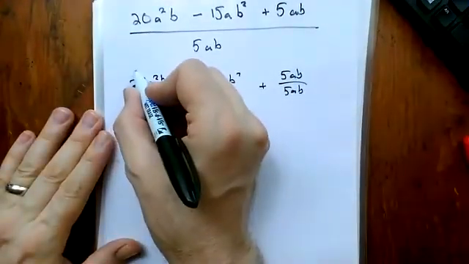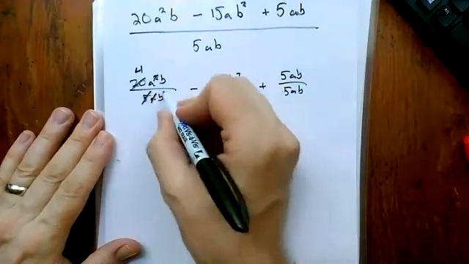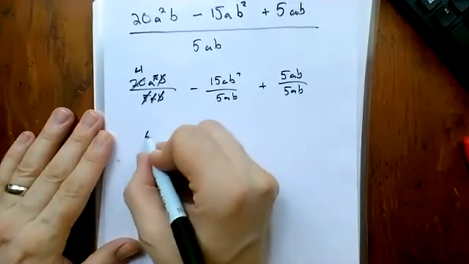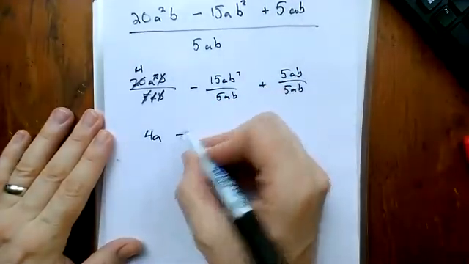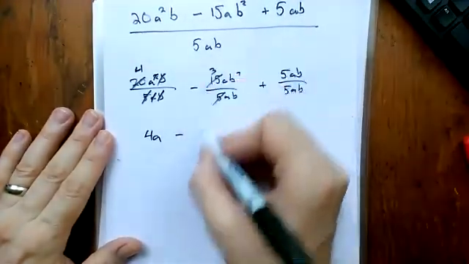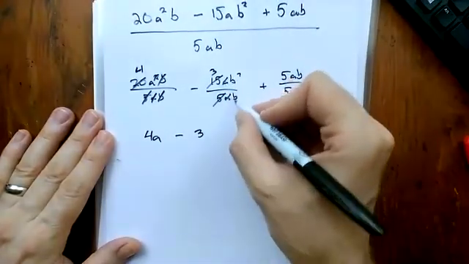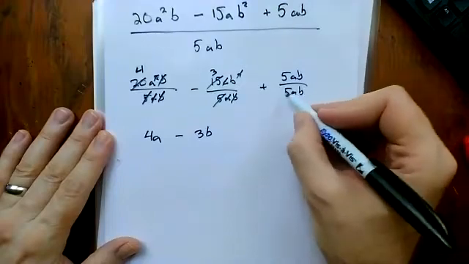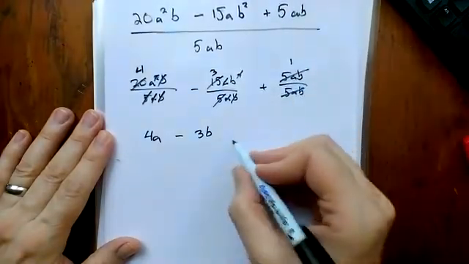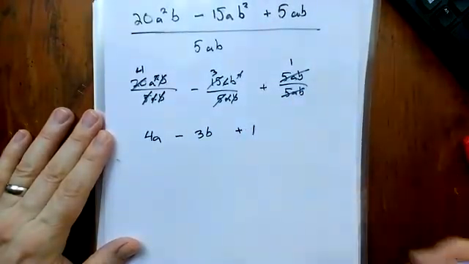But let's see what happens. Oh, 5 goes into 20 4 times. One of the a's cancels, all the b's cancel. So that's going to be 4a. This is minus, so 5 goes into 15 3 times. The a's cancel, and one of the b's cancel. And here, 5ab goes into 5ab 1 time. And we're done.